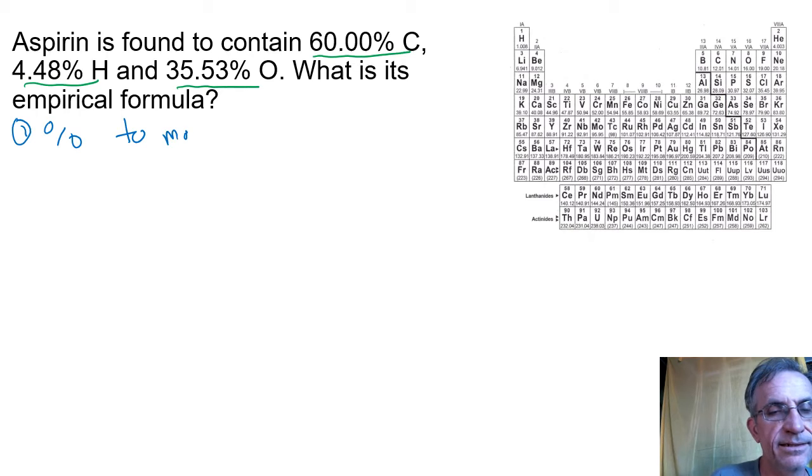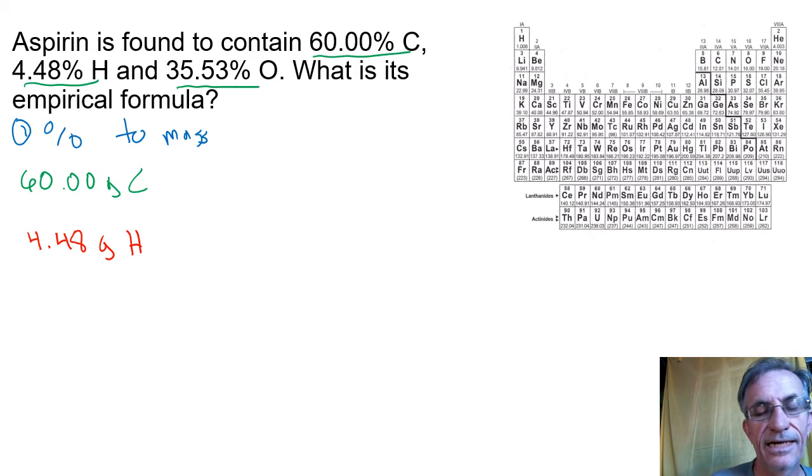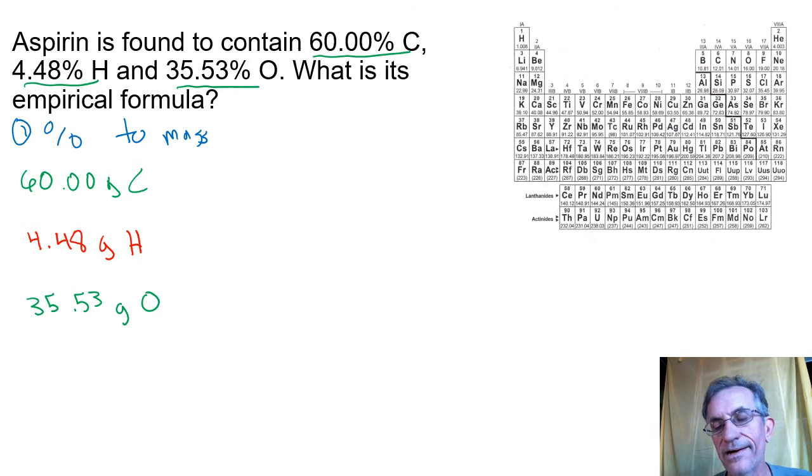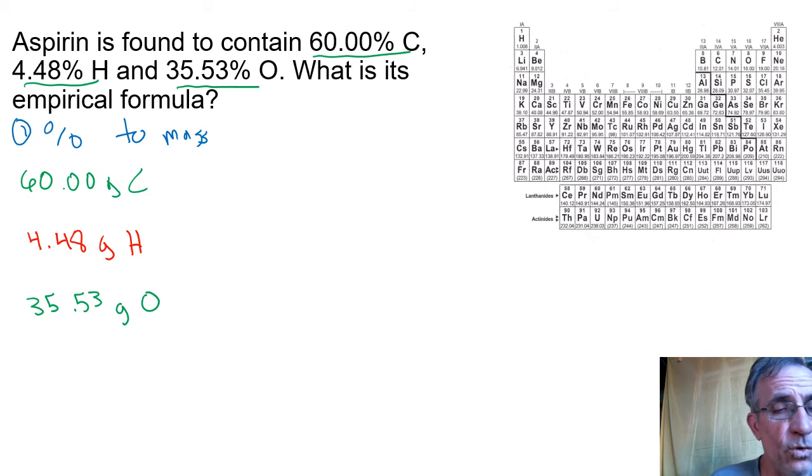What does that mean again? Just take the percent signs and make them gram signs. That's all you do. So we'll do 60.00 grams of carbon. And then I'm going to switch colors so it's a little easier to follow, I hope. 4.48 grams of hydrogen. And then we'll do the same thing for the oxygen, 35.53 grams of oxygen. So for every single one, I just took the percent signs and made them gram signs. Step 2, mass to moles.